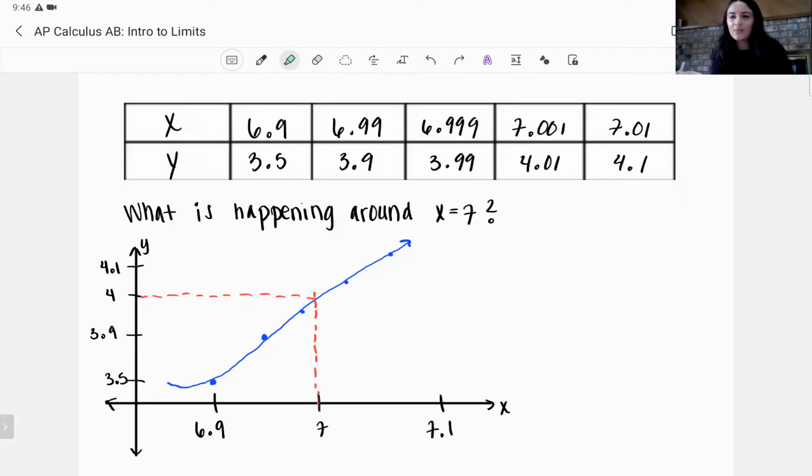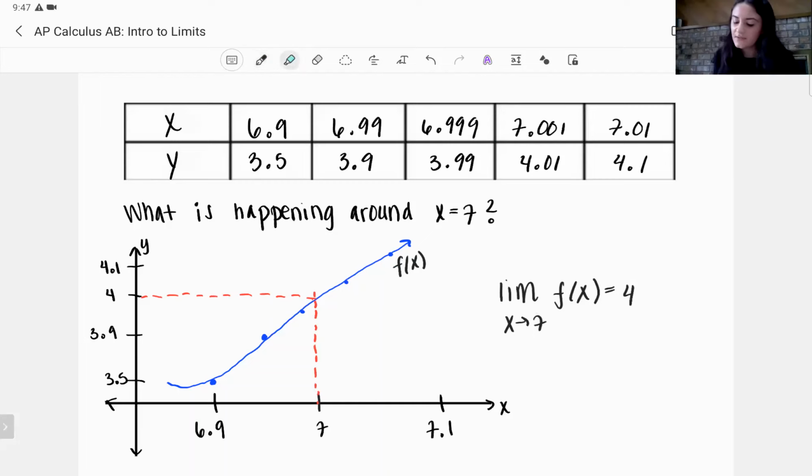So what did we just do? Why did we go over all of that? Well, believe it or not, you just calculated a limit. So what do I mean by that? Let's call this function right here f of x. What we just did is we figured out that the limit as x approaches 7 of f of x is equal to 4.